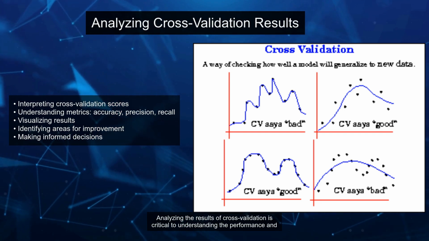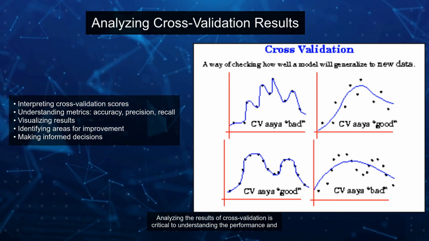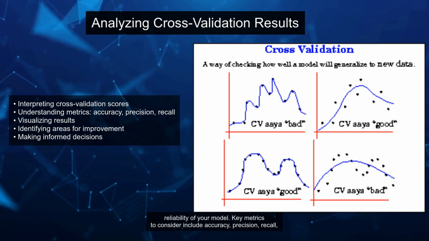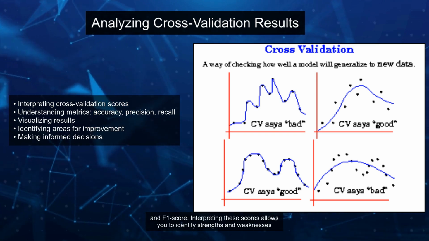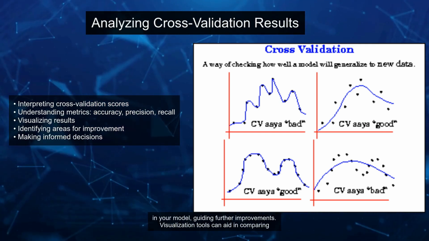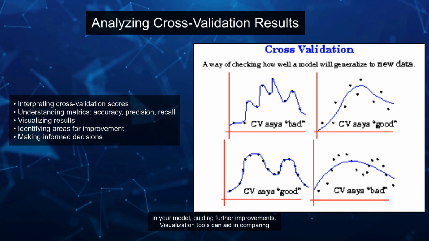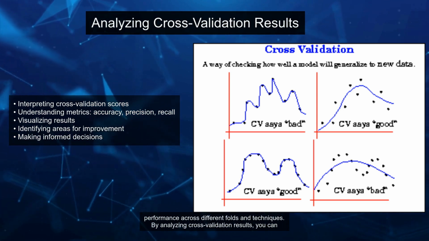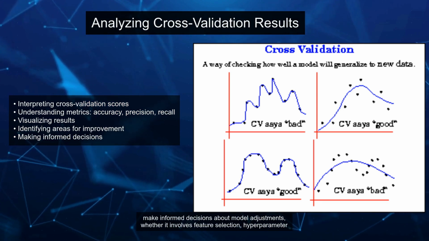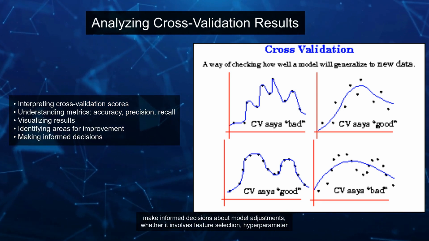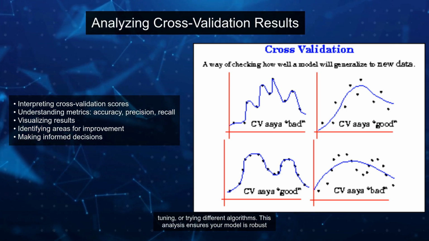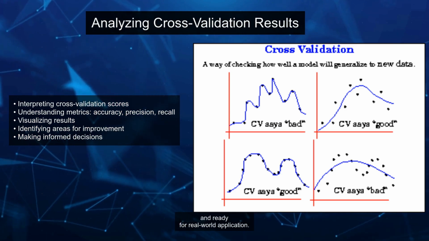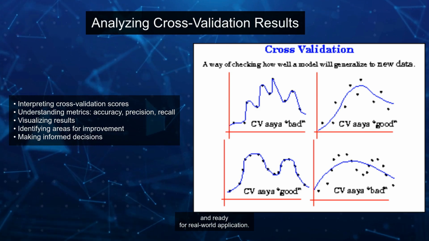Analyzing the results of cross-validation is critical to understanding the performance and reliability of your model. Key metrics to consider include accuracy, precision, recall, and F1 score. Interpreting these scores allows you to identify strengths and weaknesses in your model, guiding further improvements. Visualization tools can aid in comparing performance across different folds and techniques. By analyzing cross-validation results, you can make informed decisions about model adjustments, whether it involves feature selection, hyperparameter tuning, or trying different algorithms. This analysis ensures your model is robust and ready for real-world application.